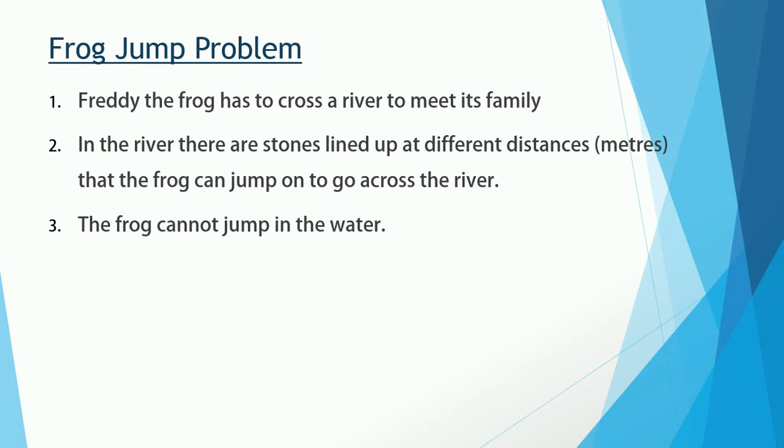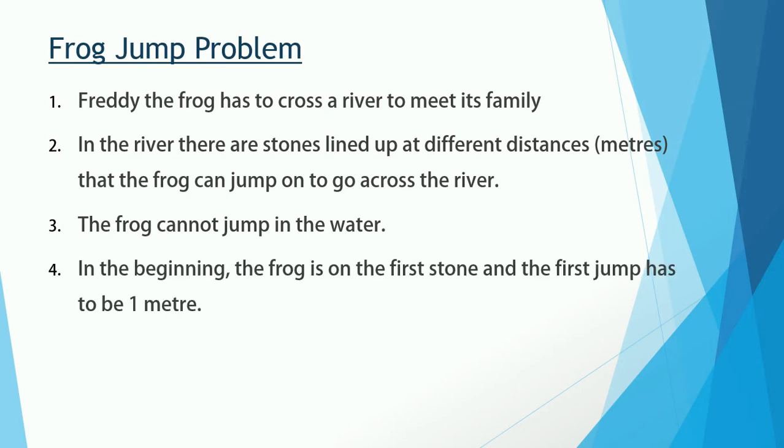Now, one more thing that we need to keep in mind is that the frog can only jump on the stones. It cannot jump in the water. So it has to take the help of the stones to go across the river. In the beginning, the frog is sitting on the first stone and the first jump has to be 1 meter. So it is on the first stone, which is near to the side of the river where the frog is currently. The first jump that it is going to take will be of 1 meter.